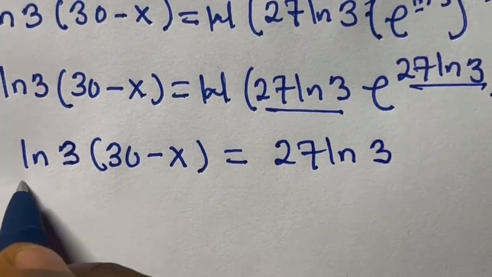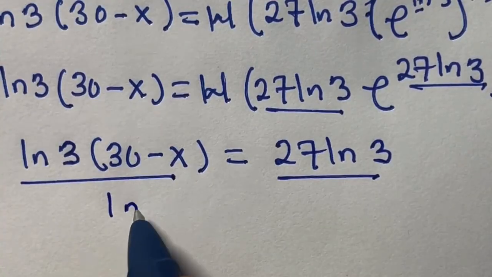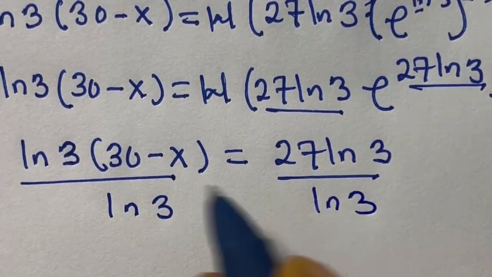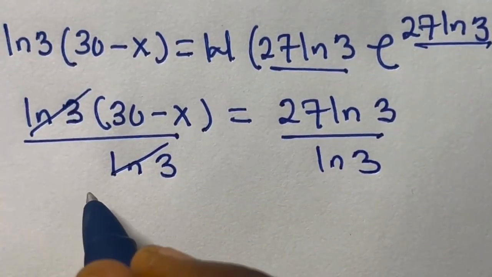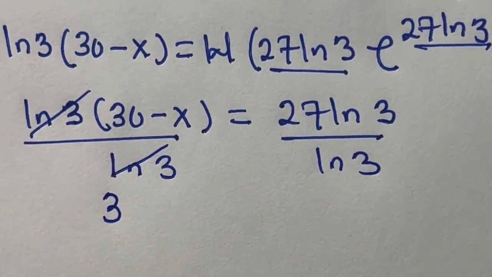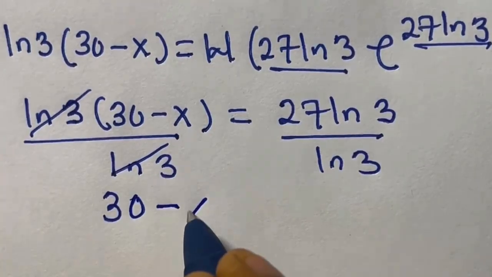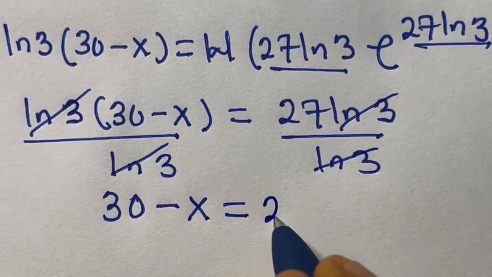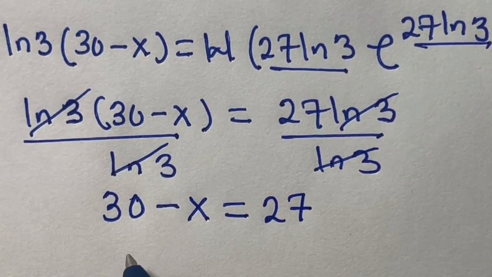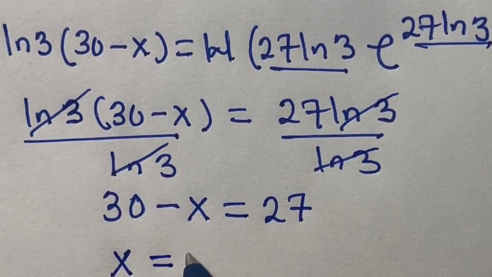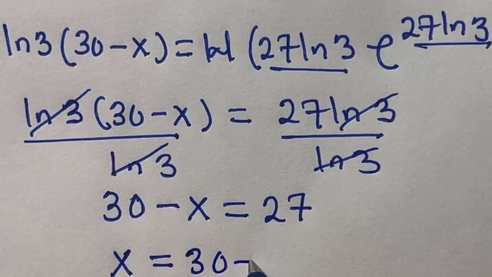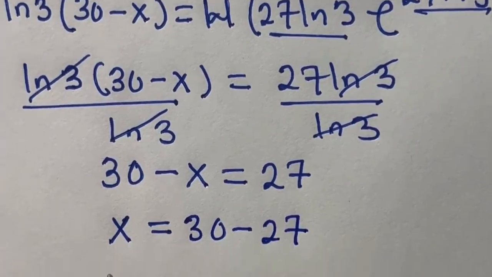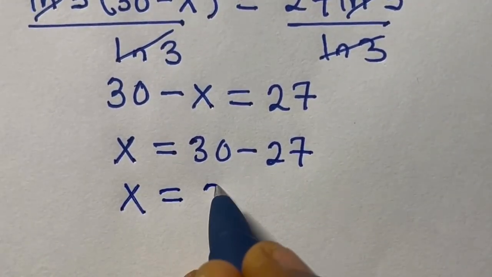So we can easily divide both sides by ln 3. This will cancel out this, therefore we will have 30 minus x equals, this ln 3 will also cancel this ln 3, so we have equals 27. So if we collect the like terms, we will have our x equal to 30 minus 27, and therefore our x equals 3.